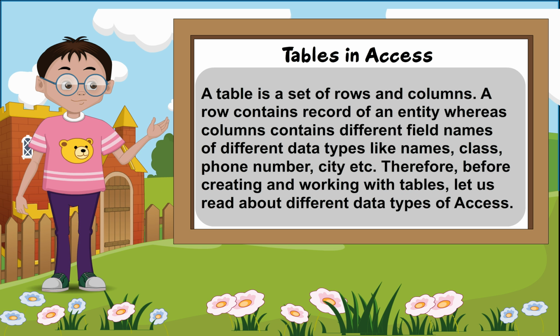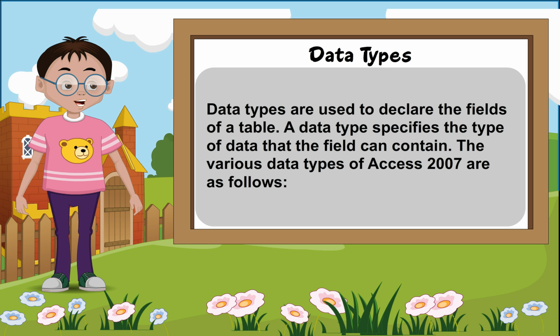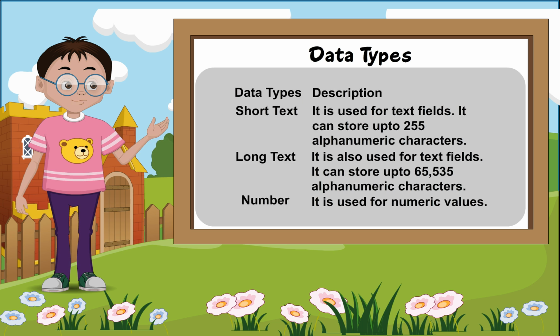Tables in Access. A table is a set of rows and columns. A row contains a record of an entity, whereas columns contain different field names of different data types like names, class, phone number, city, etc. Therefore, before creating and working with tables, let us read about different data types of Access. Data types. Data types are used to declare the fields of a table. A data type specifies the type of data that the field can contain.